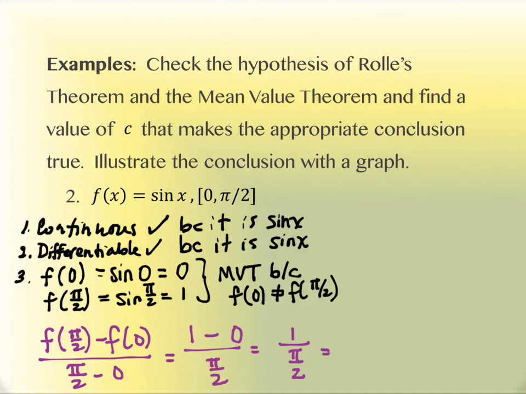Right. And I think you mean reciprocal, right? So the reciprocal of pi halves is 2 over pi. So this ends up being 2 over pi.